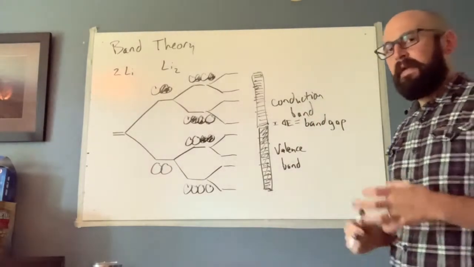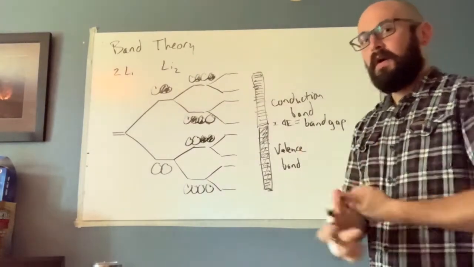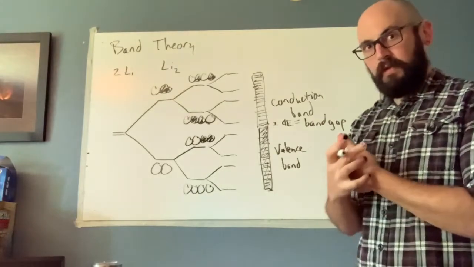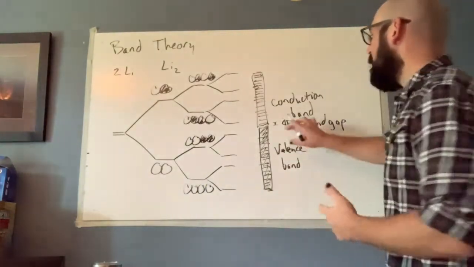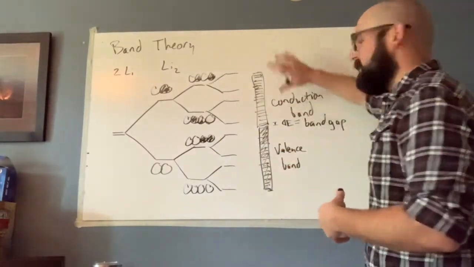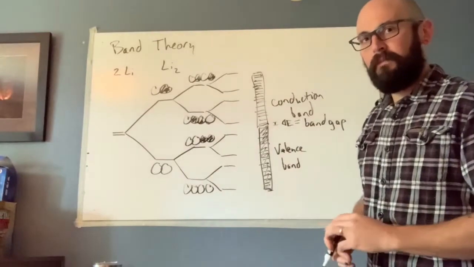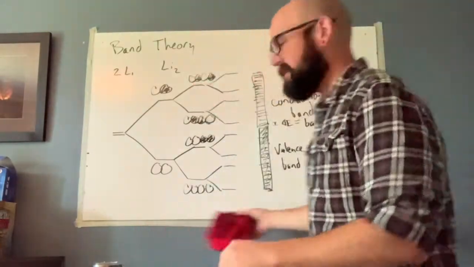And in particular, we can define the behavior of extended solids, whether they're electrical conductors, insulators, or semiconductors, based upon this band gap. So how far apart our valence band and conduction band are from one another. So let's go ahead and look at the examples that are associated with those three types of systems.